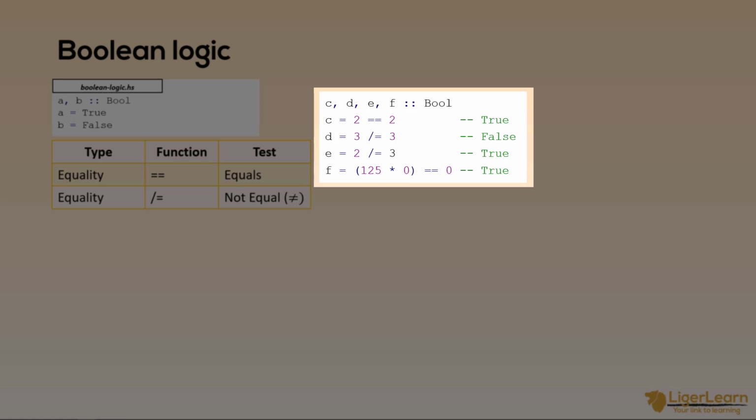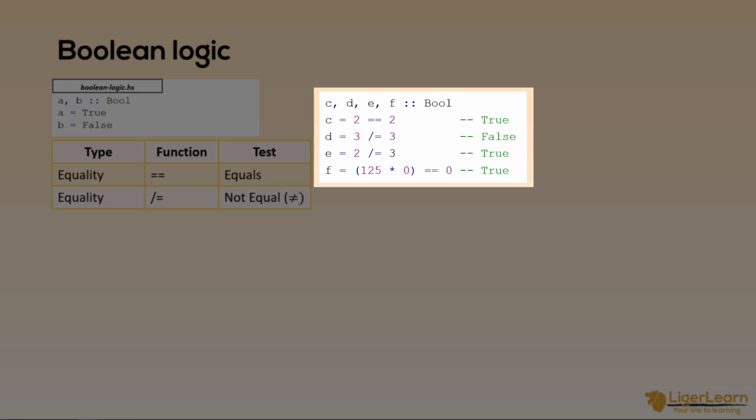All of the variables C, D, E and F are of type Bool. This means their underlying value will always be either true or false. For C, we are testing whether 2 is equal to 2. Obviously this is true, so the value of C will be the Bool true. For D, we are testing that 3 is not equal to 3. 3 is obviously equal to 3, so the return result will be false. For E, we are testing that 2 is not equal to 3. This is obviously true. And lastly, for F, we are testing that 125 times 0 is equal to 0, which is true.